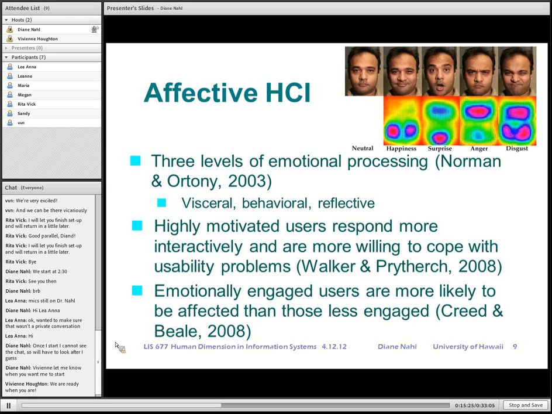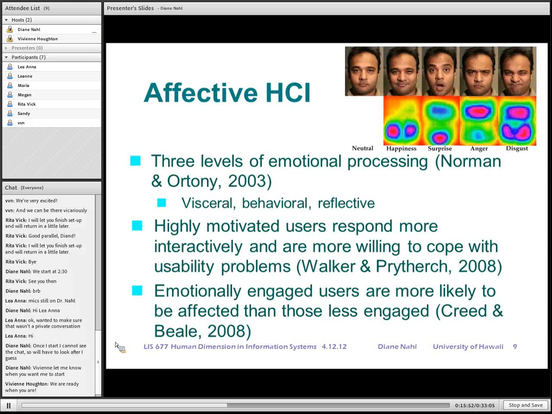So he was able to show that affective is not just one thing, but it really is pervasive in the way people understand things. So some of the results from some studies, just selected studies, show that highly motivated people respond more interactively and cope better with usability problems. So if motivation is considered a positive affect, you want to do something. So they're willing to cope with things.